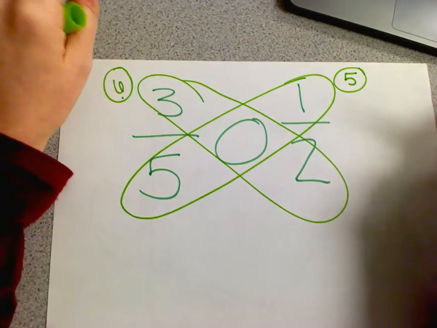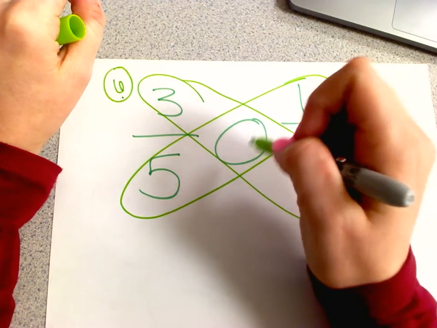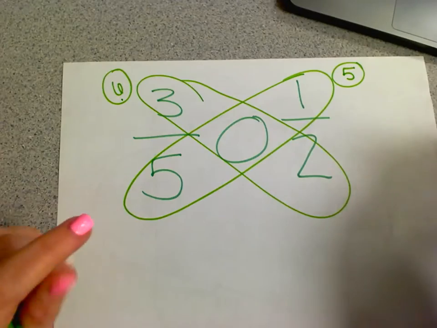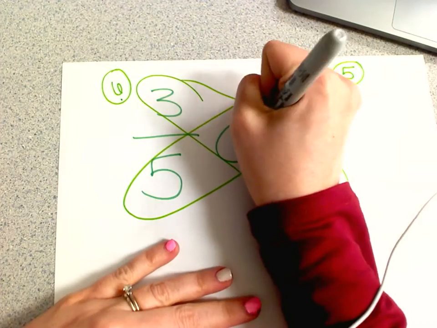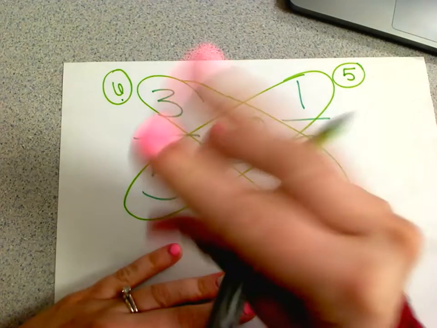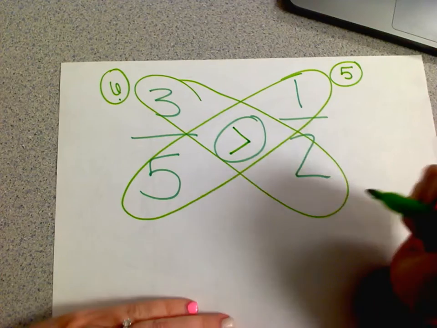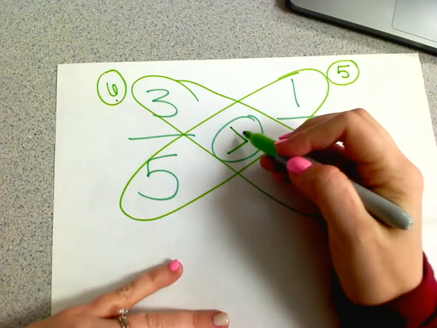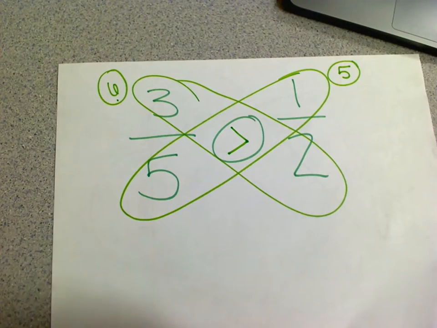Now we're back in kindergarten, right? What goes in between 6 and 5? A greater than symbol, right? 6 is greater than. The alligator wants to eat the bigger number. 6 is greater than 5. So this is the symbol we're putting in between 3/5 and 1/2.